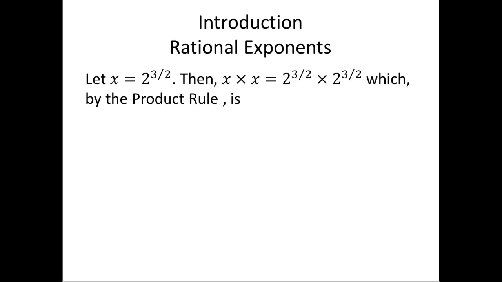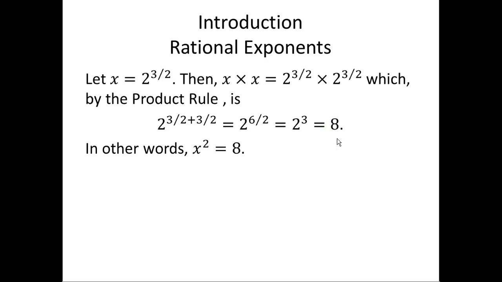Since x is 2 to the power 3 halves, notice that x times x would be 2 to the power 3 halves times 2 to the power 3 halves, which, by the product rule, is 2 to the power 6 halves. If you recall, whenever you have two powers multiplied together with the same base, you just add the exponents together. So you get 2 to the power 3 halves plus 3 halves, which is 2 to the power 6 over 2, which simplifies to 2 to the power 3, which is 8. So when you square this number x, you get 8.